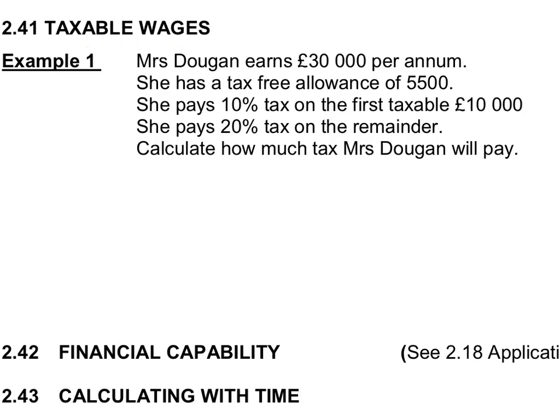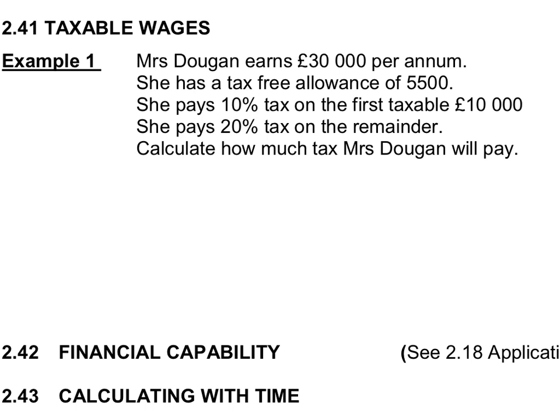Taxable wages. Mrs. Dugan earns £30,000 per annum, so that means per year. She has a tax-free allowance of £5,500. She pays 10% tax on the first taxable £10,000 and she pays 20% tax on the remainder. Calculate how much tax Mrs. Dugan will pay.